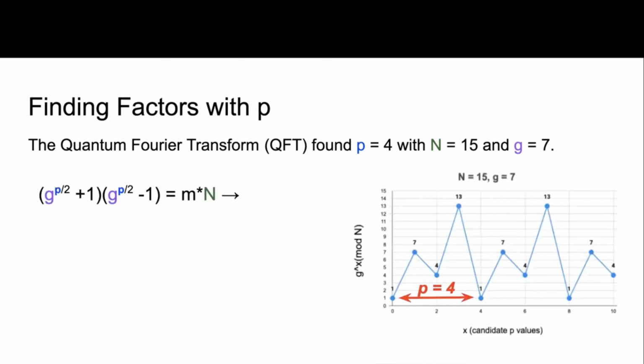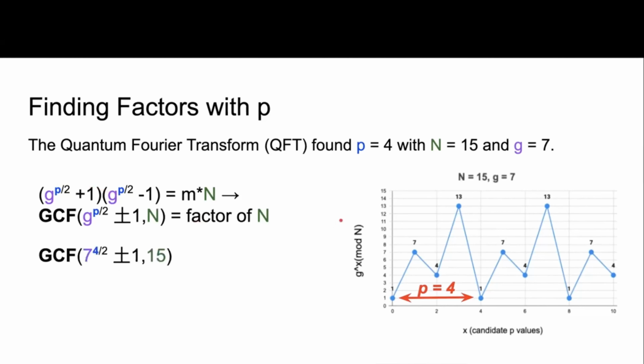Now with that, we're able to find our factors of n using our original equation that we defined earlier, using g raised to the p divided by 2 plus or minus 1 equal to n times n. So we find the greatest common factor of these two values to find our factor of our large value n. So let's try this out. So 7 raised to the 4 divided by 2 plus or minus 1, and 15, we'll use Euclid's algorithm to find the greatest common factor.